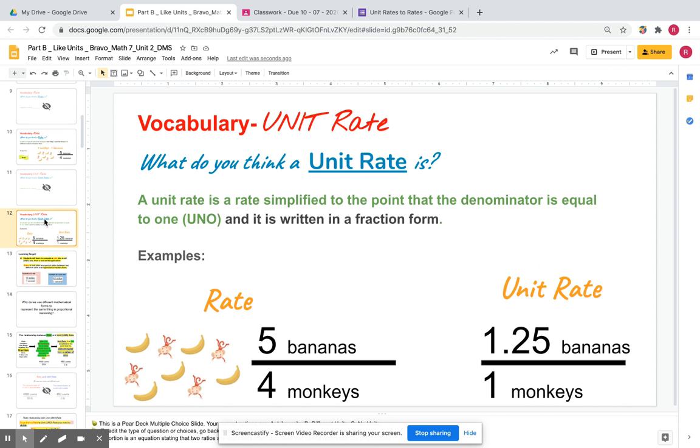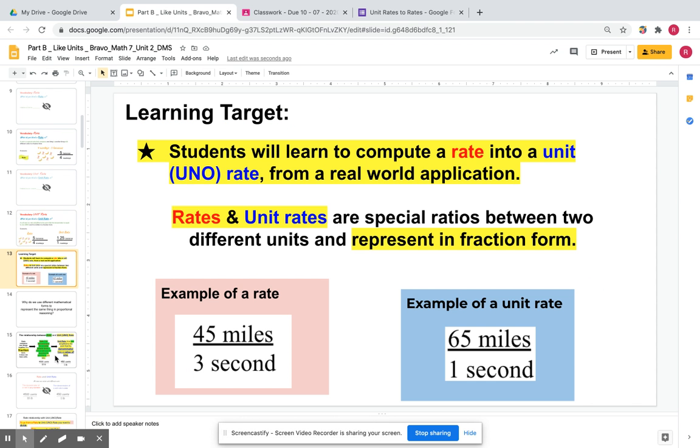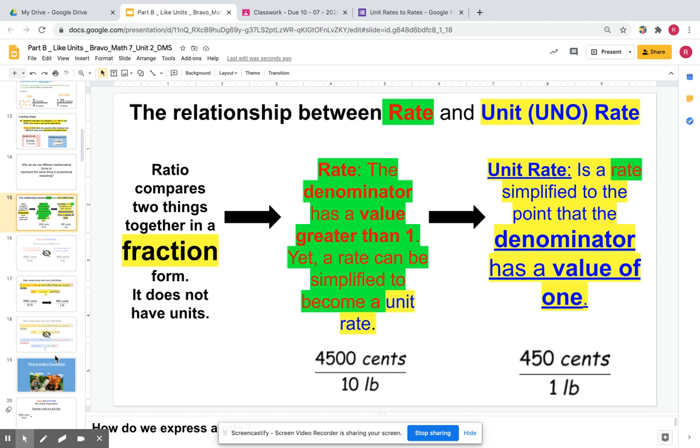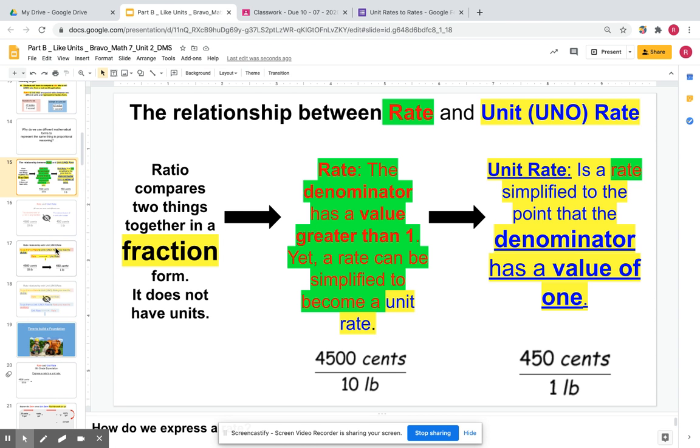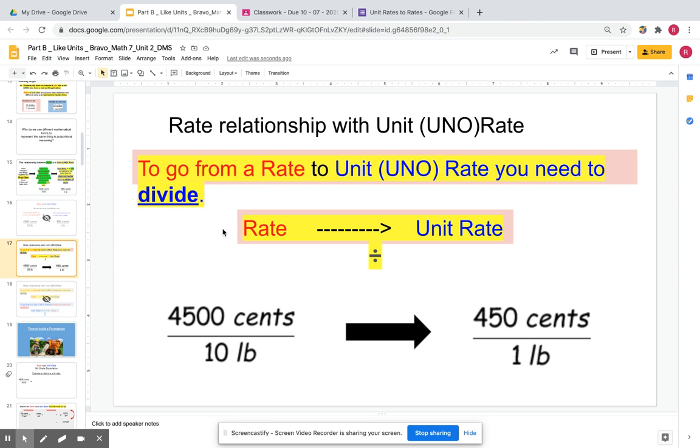From a rate, you could get a unit rate when you simplify by using a strategy that we learned with our calculator. Our objective is to get the number 1 in the bottom so that we can find the unit rate. So now this reads 1.25 bananas for 1 monkey versus 5 bananas for 4 monkeys. The concept we'll be using, going from a rate to a unit rate, is dividing.